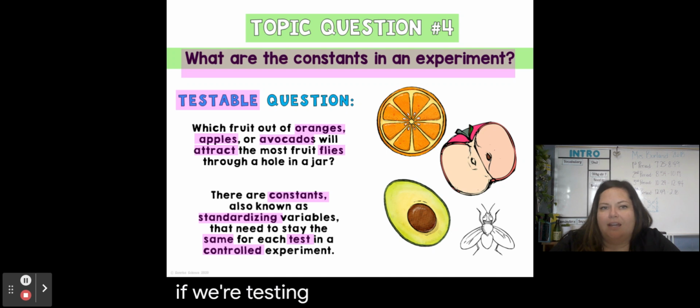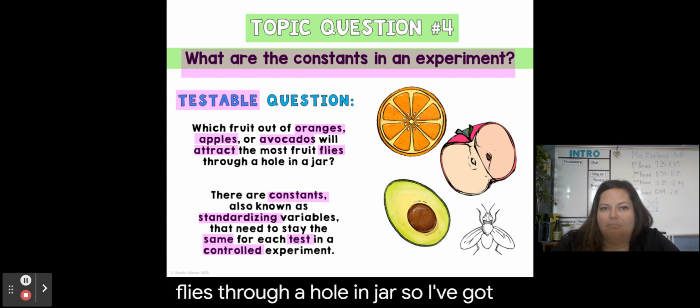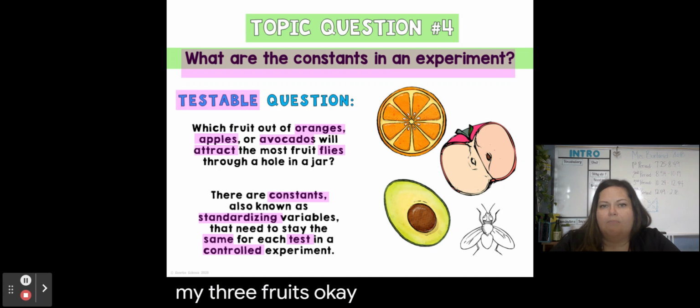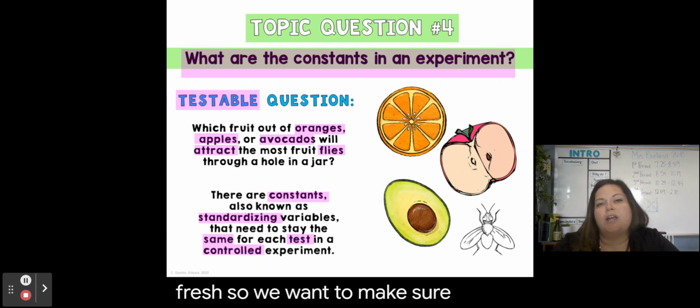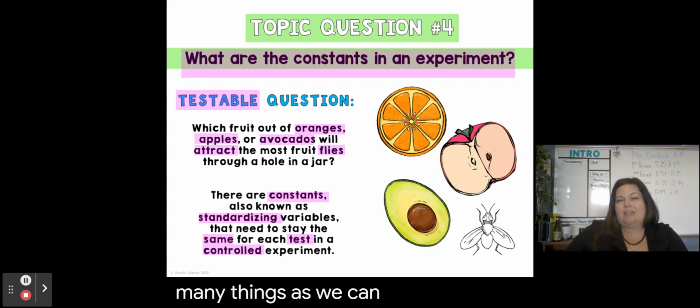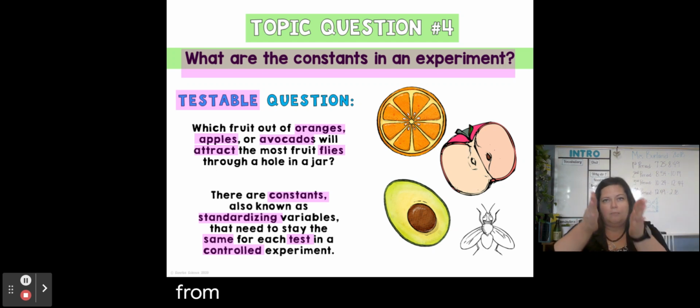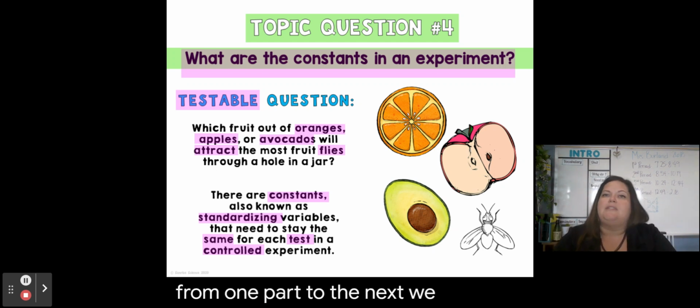If we're testing which fruit out of those 3 will attract the most fruit flies through a hole in a jar, so I've got my 3 fruits, okay? Maybe I have different size jars or different size holes in the jars, or maybe the apple is rotten and the orange is fresh. So we want to make sure as many things as we can get the same from one part to the next, we keep it the same.